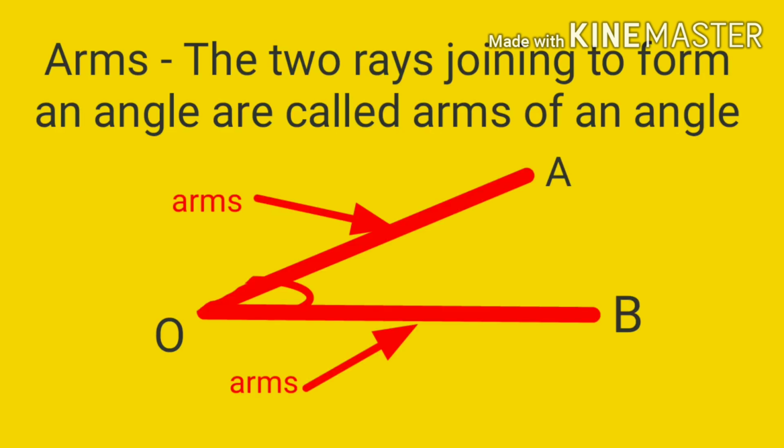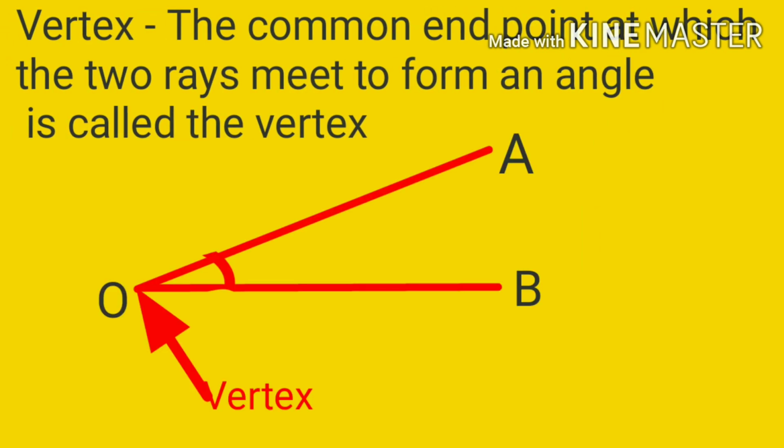The first part is arms. The two rays joining to form an angle are called arms of the angle. Next is vertex. The common endpoint at which the two rays meet to form an angle is called the vertex.